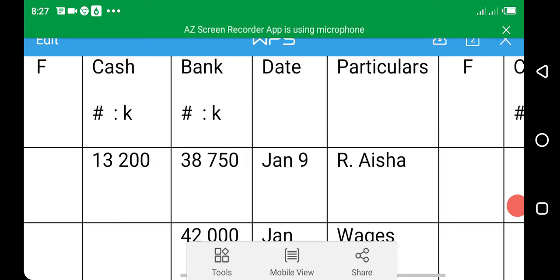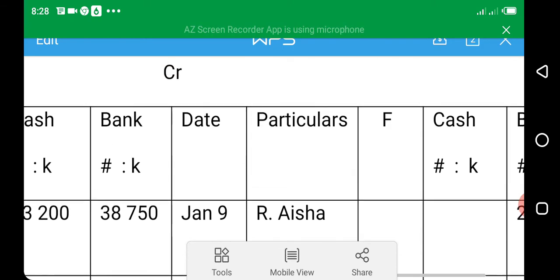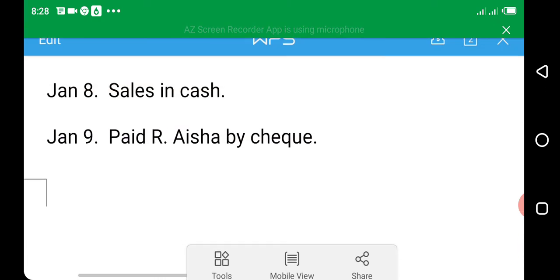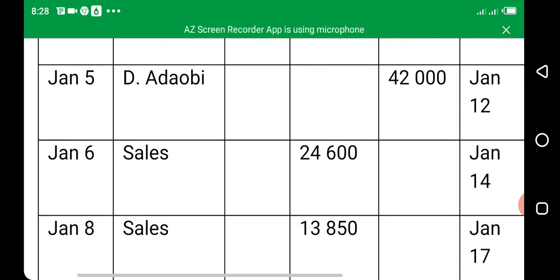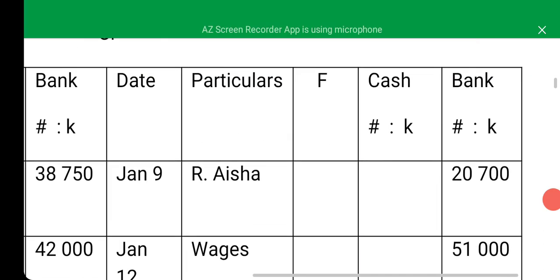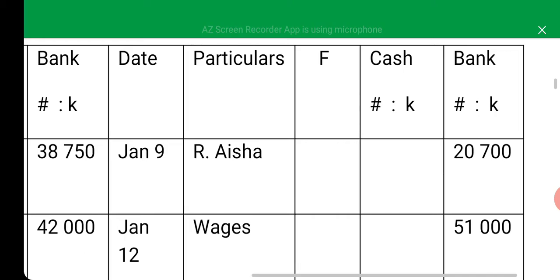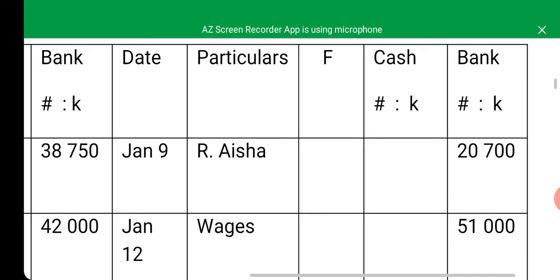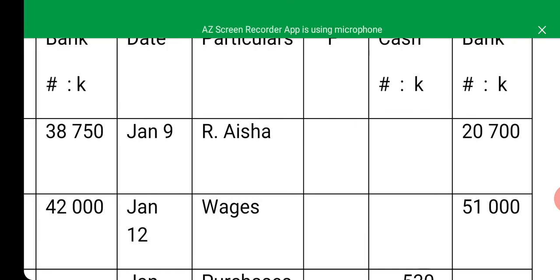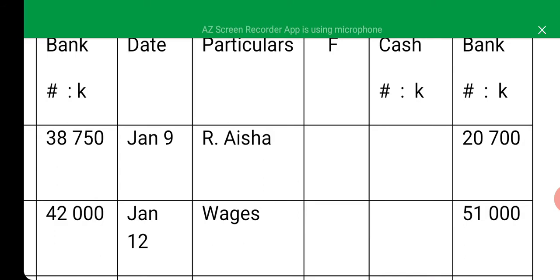On January 9, from the question, R Aisha was paid, and this was paid with a check. R Aisha was paid by check. So it's going to the bank column of the account here, as you can see, with the amount in the bank column, because it is the check that was given to Aisha and not the cash. So Aisha will take the check to the bank to cash the money, and the money will be taken out from the organization's account. That's why the bank column here is credited.